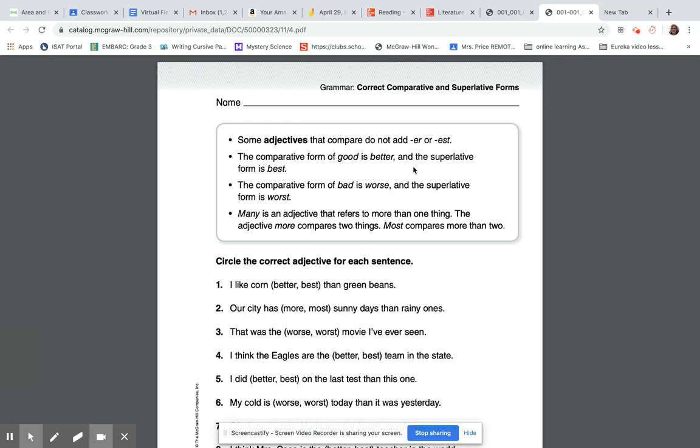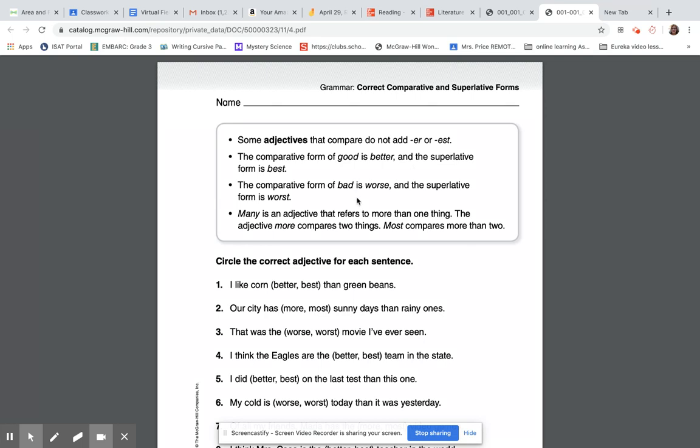So my dog is good, your dog is better. So my dog and your dog, we're just comparing two, but his dog is the best. So we're comparing three dogs now and using the superlative form best when we're comparing more than two.